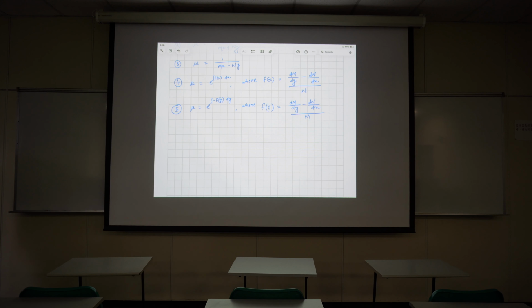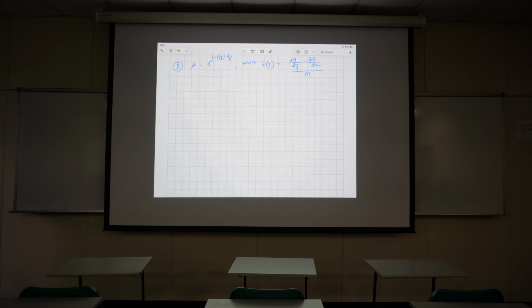Okay. Fair enough. So let's try to solve some ODEs that are not exact ODEs. First thing: whatever ODE is given, you have to check whether it is exact or not. If not, then you have to find the integrating factor to make it exact. So let's take some examples.